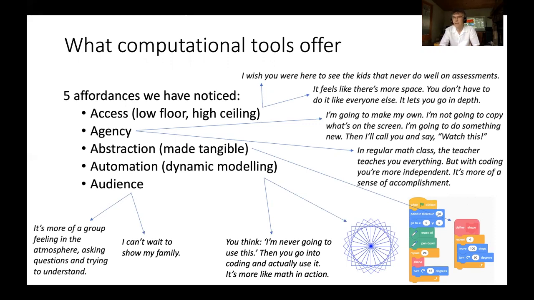And automation, obviously, if you're going to do this by hand, it will take you a long time. You make a change, you have to do it again. Here, you make a little change, click on the code, it runs dynamically. You can see what's changing. And audience, students take things home. It's easier to share digital artifacts. And also within the classroom, students are talking to one another more. It becomes more collaborative. They're sharing. They become an audience for one another as well.